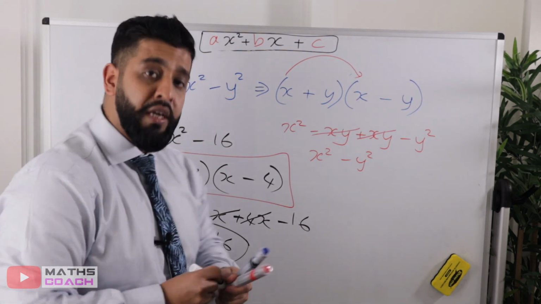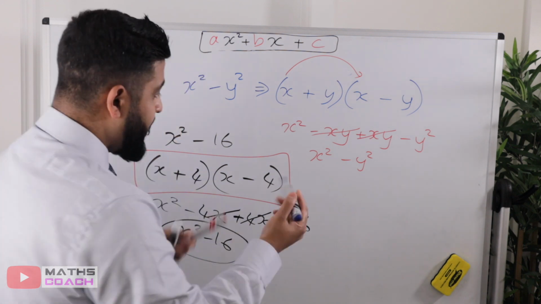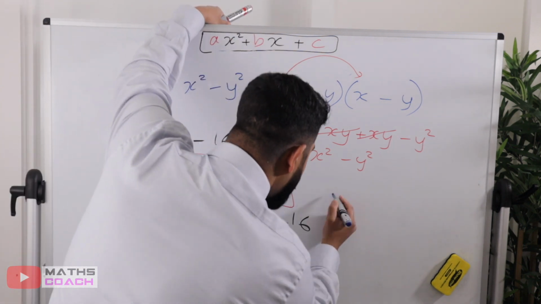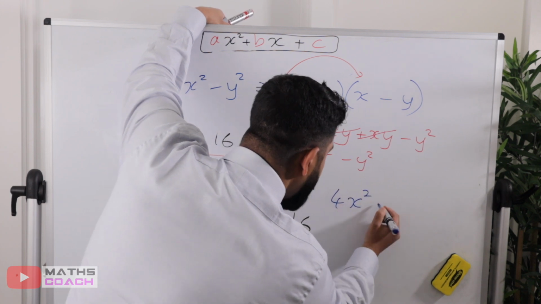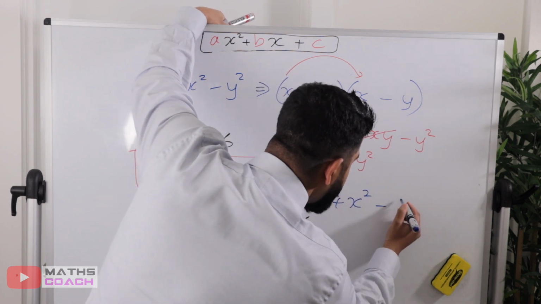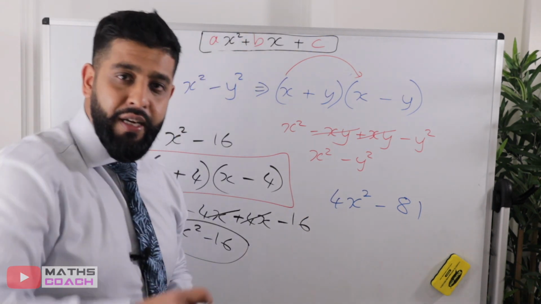I'll give you another one that you can do at home. You can pause the video and do it yourself. So if you have, for example, let's say 4x squared minus 81. Pause the video, do it yourself, and then come back and join.